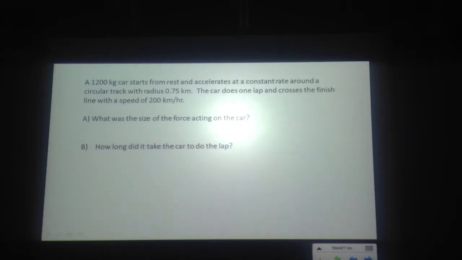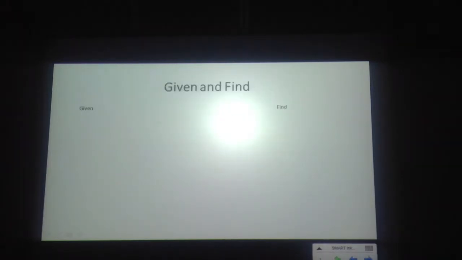Now what we'll do here is find out what information was given to us that we need to use in this solution, and we also will list what we are asked to find. We have been given the mass of the car, the radius of the track, the final speed of the car, and the initial speed of the car, and we're asked to find the force acting on the car.